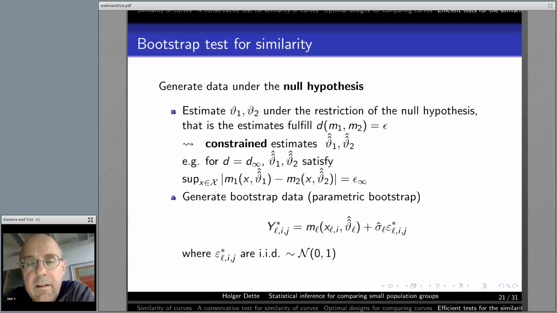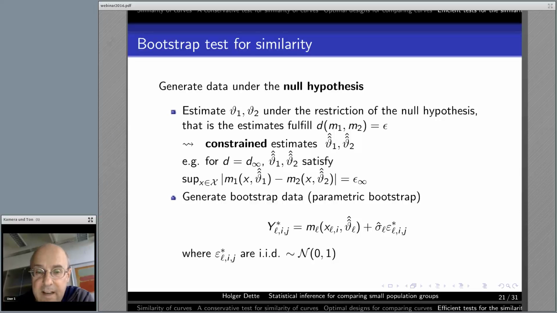Okay, and we do this under the restriction that the distance between the two curves is precisely delta, which is my pre-specified constant. So what we do is we generate constraint estimates under the null hypothesis, that we are exactly at the boundary of the null hypothesis, that the distance between the two curves is precisely delta. On the slide, there's an epsilon here. I'm not sure if you can see my mouse here, but this should be a delta. And this should also be a delta.